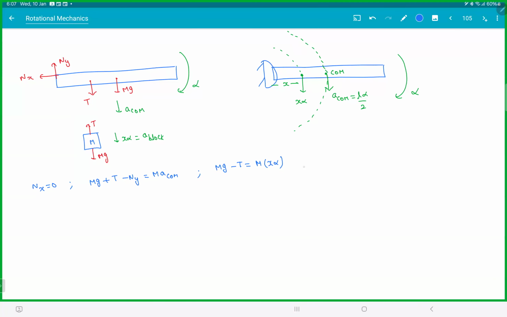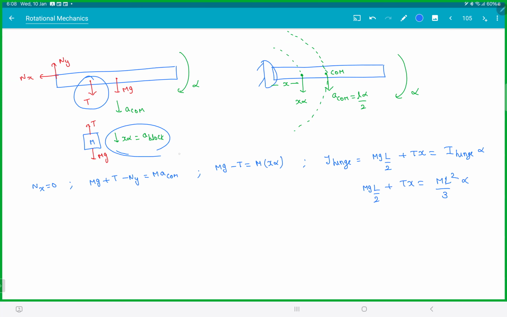Three equations. Take torque about the hinge. Ny is 0, Nx is 0, so mg into L by 2 plus tension into x is equal to I about the hinge into alpha. What is I about the hinge? Ml squared by 3. That is the reason you need to know moment of inertia values. Please check the equations, FBD and the constraints. Step 3 and step 4, now all of that is done. Now we just have to solve, but please check your equations first. Most people goof up this part. They write this as mg and forget this, and the whole thing goes for a toss.